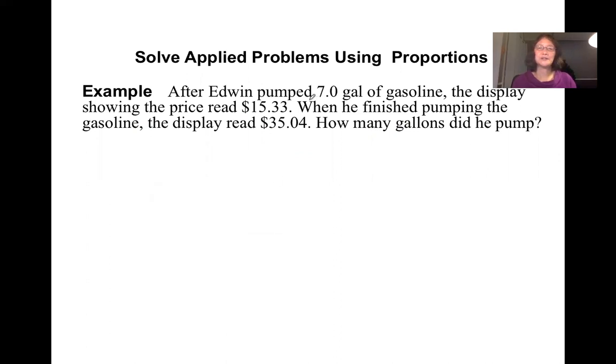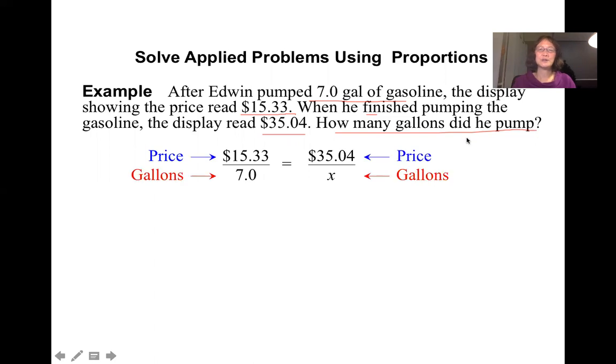After Edwin pumped 7 gallons of gasoline, the display showing the price is $15.33. When he finished pumping the gasoline, the display read $35.04. How many gallons did he pump? Okay. So we can use proportion to solve it. When he pumped 7, the price is $15.33. The question is, how many gallons did he pump when the price is $35.04?